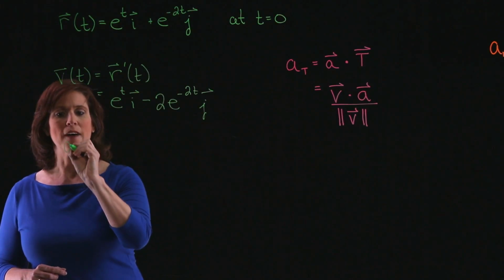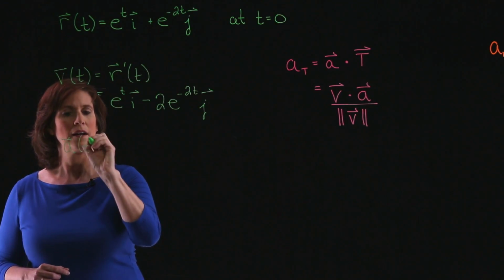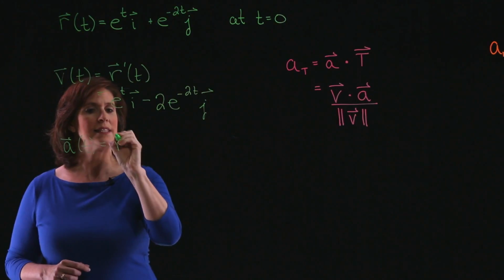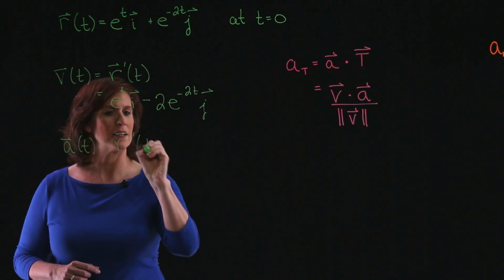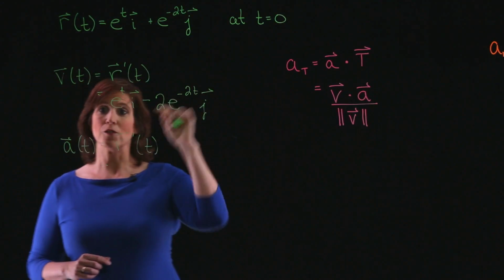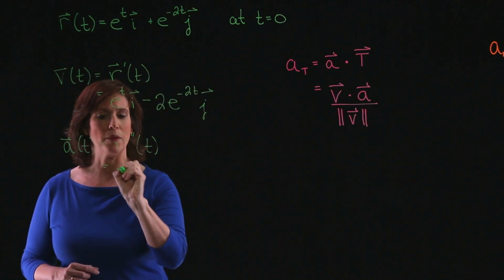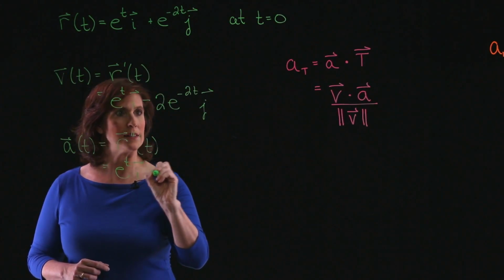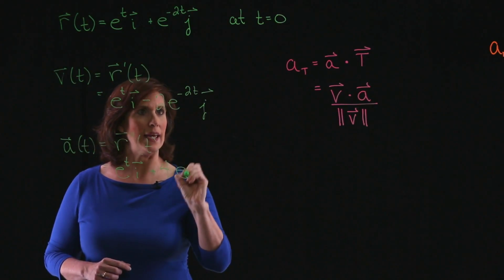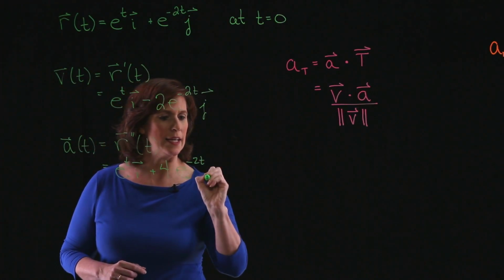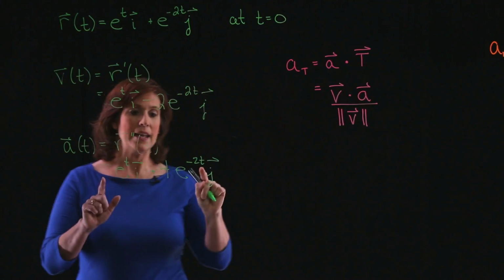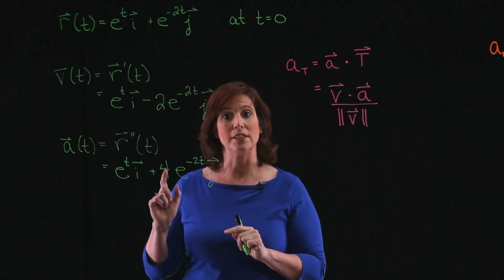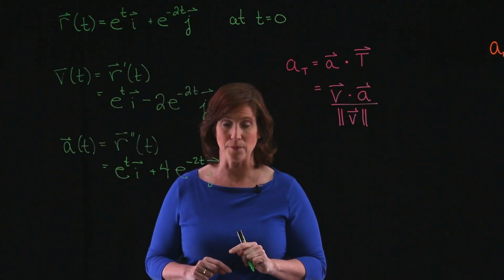The acceleration vector is the second derivative of my position, which is the first derivative of my velocity. So that will be e to the t i plus 4e to the minus 2t j. Now this is the vector that I want to find the tangential and normal components of.